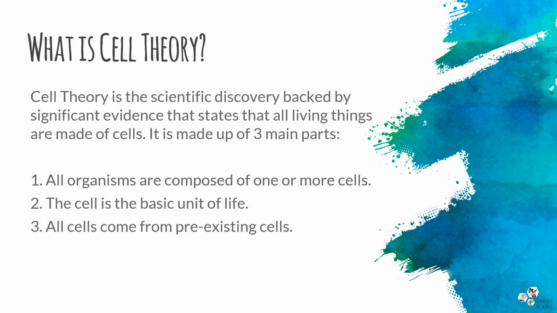So, putting it all together, what is cell theory? It's the theory that we use to say that all living things are made of cells. But let's go over the 3 points one last time. All organisms are composed of one or more cells. The cell is the basic unit, the building block of life, and all cells have to come from pre-existing cells. They do this because cells divide and create two new cells. So that's all I have for you for the history of cell theory.